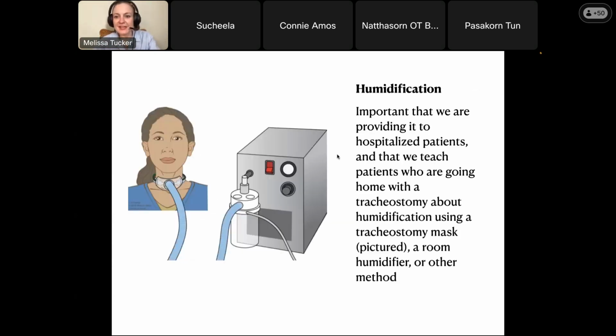Another thing that we can talk to patients who are going home with a tracheostomy about is humidification. This is an external humidification device, but they can also use a room humidifier, and even encouraging them to drink water has a big impact on the quality of their secretions. Keeping their secretions thin helps keep the tracheostomy tube clean, and it helps prevent mucus plugs that can be really dangerous in this population. So if we have patients who are going home with the tracheostomy, we want to teach them about humidification and make sure that they are attending to that important concern.